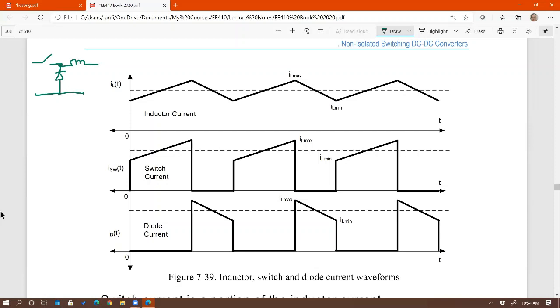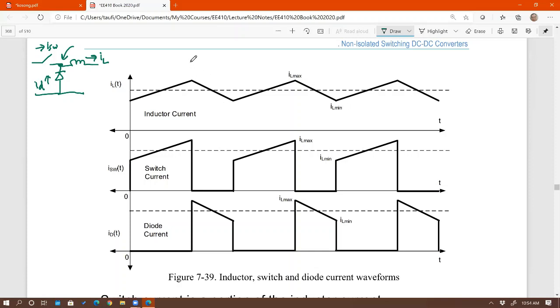By KCL at that point, I know that I switch plus I diode is equal to IL. So by KCL, I know that inductor current with respect to time must equal I switch with respect to time plus ID with respect to time. Right? And I know that inductor current waveform looks like a triangular waveform. This is why it is important. I spent time on Tuesday to explain to you why we have a triangular waveform, right? Now we know that inductor current waveform is triangular waveform.